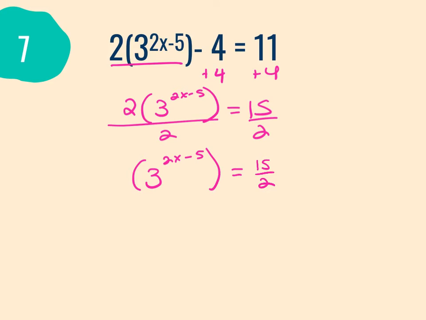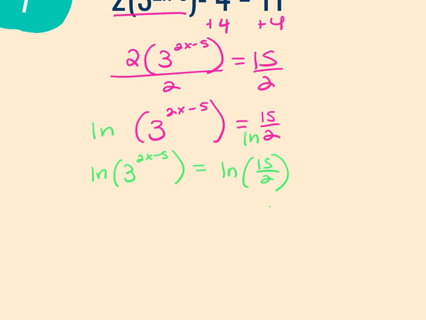And then what would be the next step? ln both sides of the equation because I cannot change these to be the same base. So I get ln of 3 to the 2x minus 5 equals ln of 15 over 2. Oh, that color is really hard to see. This bumps to the front. 2x minus 5 times the ln of 3 equals ln of 15 over 2.